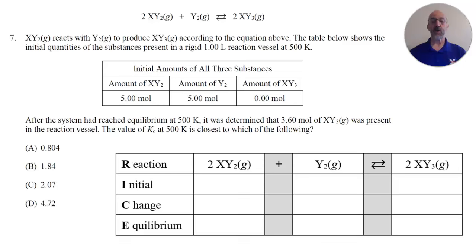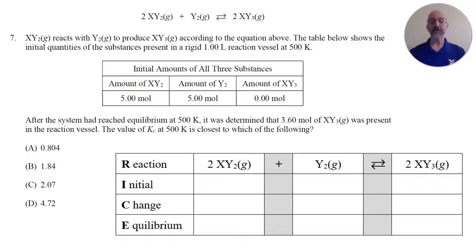So in the first row of this RICE table, it is simply the balanced equation for the reaction. And then the next row of this RICE table refers to the initial amounts of all 3 substances present before any reaction occurs. Then the change row of this RICE table will refer to the changes in the amounts of the reactants and products as the system moves toward a state of equilibrium. And then the final row of this RICE table refers to the amounts of the reactants and the products that are present in the reaction vessel after the system has reached equilibrium.